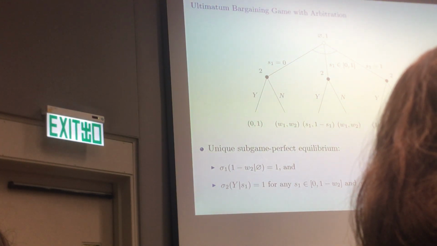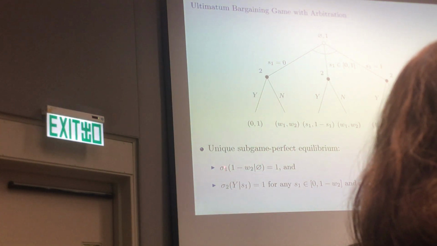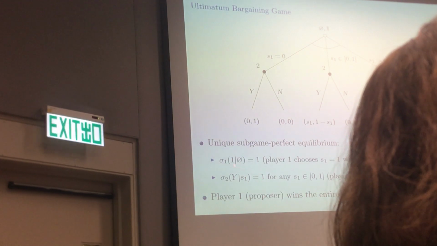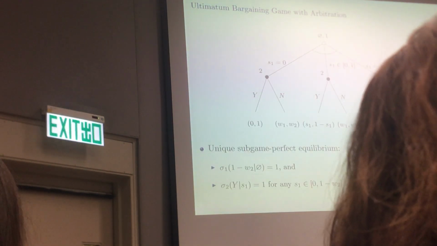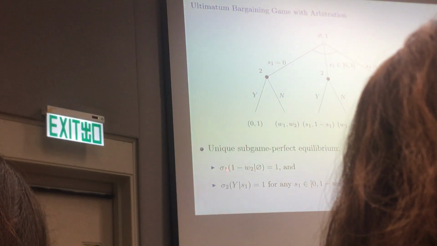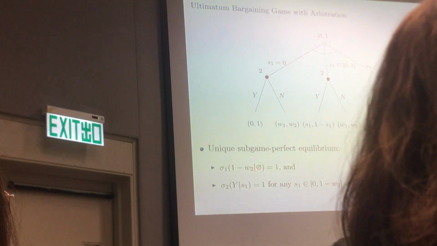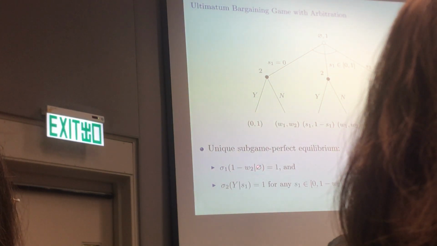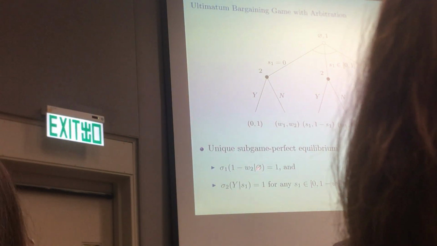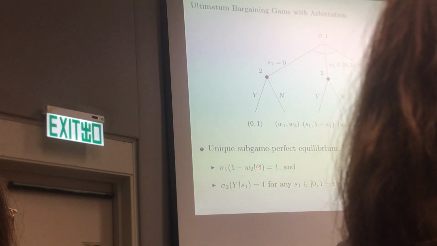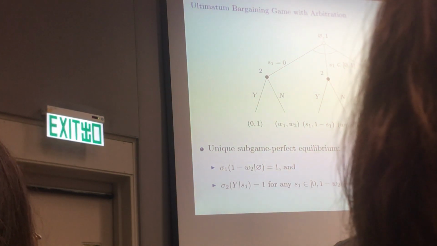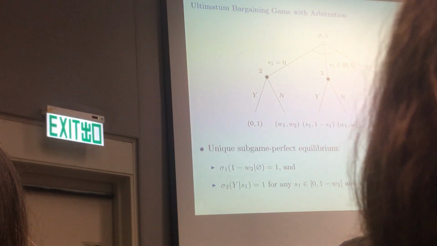So our conclusion is that there is again a unique subgame perfect equilibrium such that... what I really mean here is, I didn't really explain what I mean by this. Let me begin with this symbol. This symbol means this node here, the initial node.